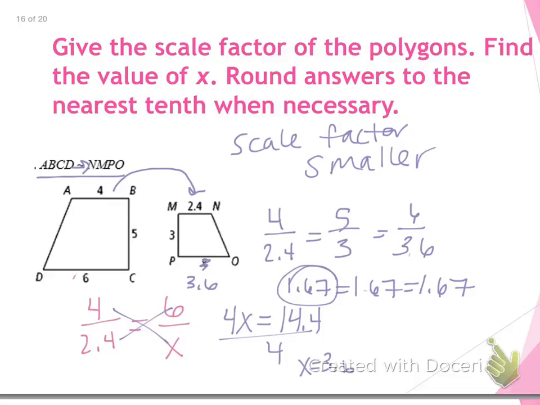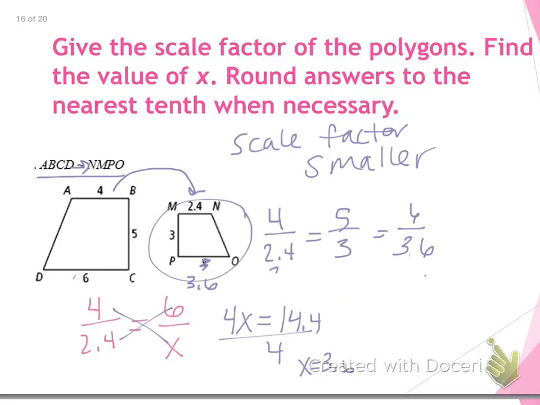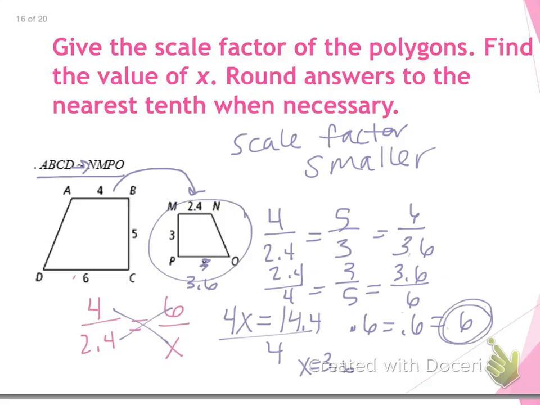So what I need to do is flip all of my fractions, because I could have started with my teeny figure on top. So I'm going to flip this to 2.4 over 4, 3 over 5, and 3.6 over 6. So starting with my teeny one on top. If I do 2.4 divided by 4, I get 0.6. I get 0.6 again, and 0.6 again. That's the scale factor I want, because if I multiply by 0.6, it will get my figure to become smaller.